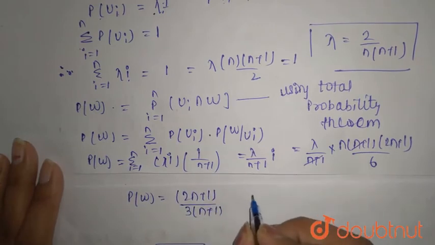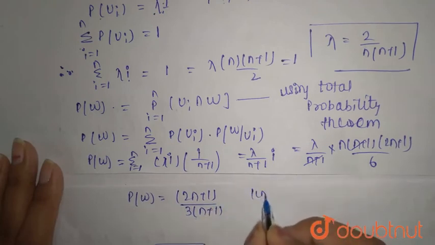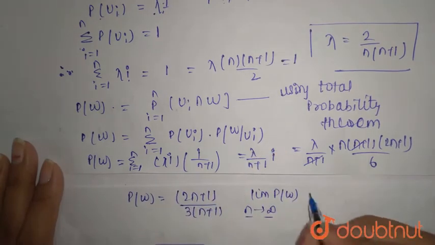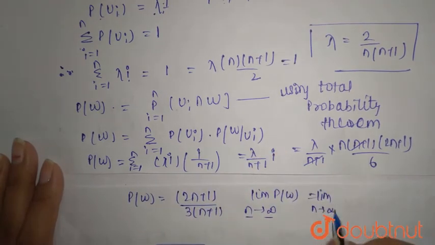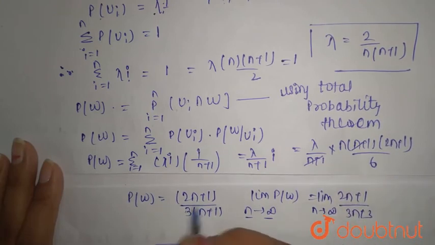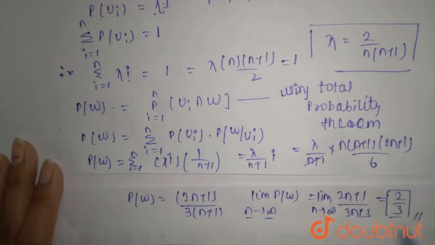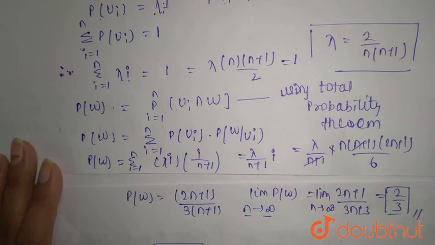We are given the limit of P of W as n tends towards infinity. So the limit as n tends towards infinity of 2n plus 1 divided by 3n plus 3, because we have just multiplied 3 inside the bracket, is nothing but 2 by 3. This will be your answer, 2 by 3, and option number B is correct.